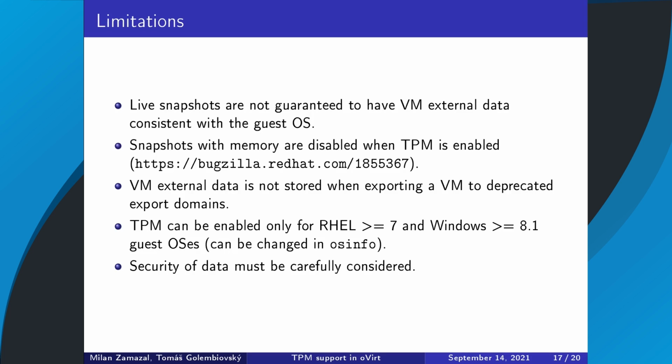TPM can be enabled only for guest operating systems that are known to handle it properly. That means RHEL from version 7 and Windows from version 8.1. If you need to enable it for other guest operating systems, you can do that by changing engine OS info properties. And again, don't forget about security. It's not only about making BitLocker happy that it has access to TPM, but also making you happy that your BitLocker keys cannot be stolen.